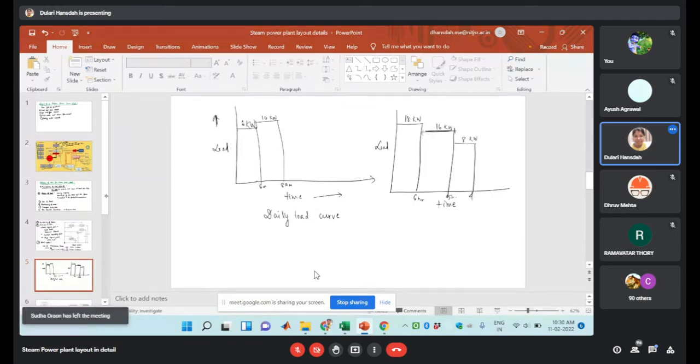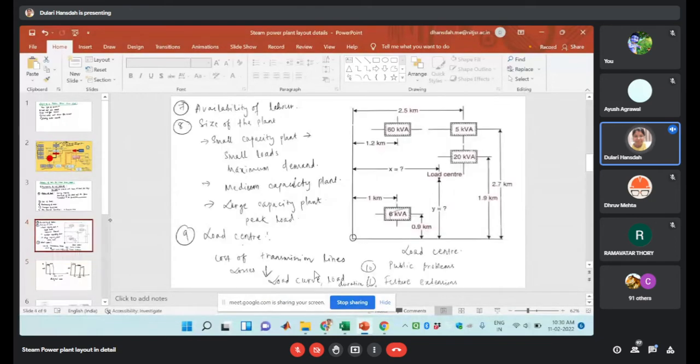Okay, got my point. This will be drawn in such a way that there is a continuously decreasing condition. So this is the load duration curve. And the daily load curve tells how much load is required at a particular time. As per that, this plant will be designed. So this is all about your site selection.